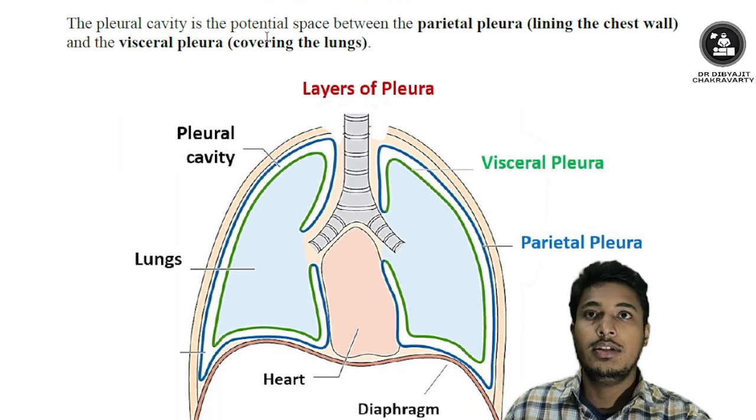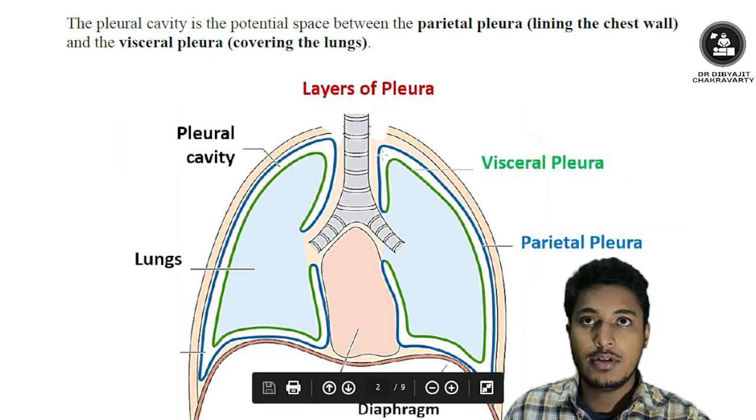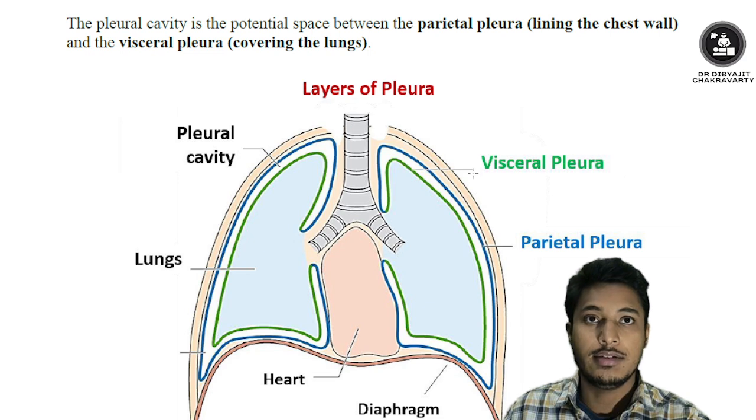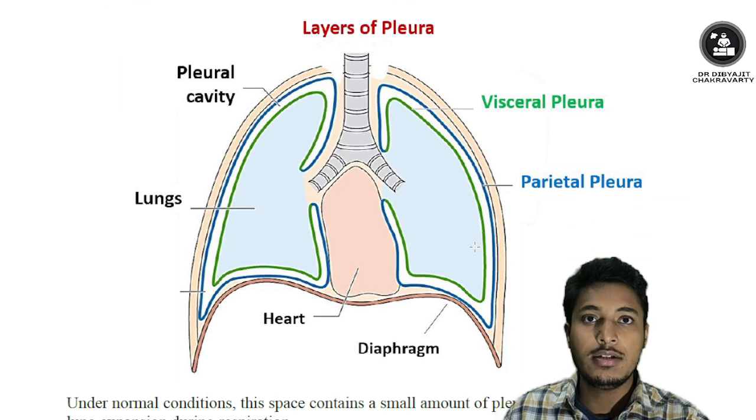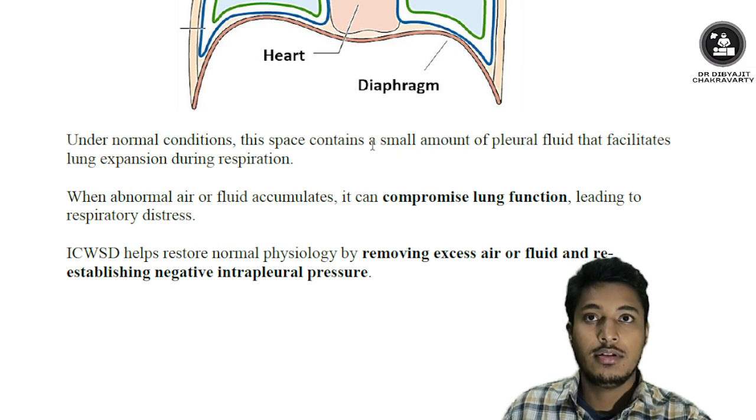The pleural cavity is a potential space between the parietal pleura that is lining the chest wall, here marked as a blue line in the diagram, and the visceral pleura marked as a green line, which is covering the lungs. So that space in between the green line and the blue line is known as the pleural space. Under normal conditions, this space contains a small amount of pleural fluid that facilitates lung expansion during respiration.